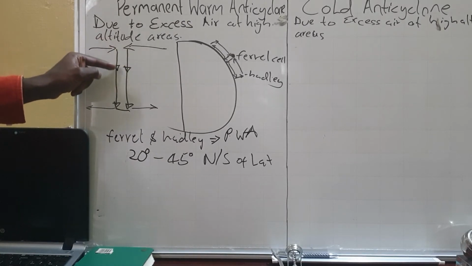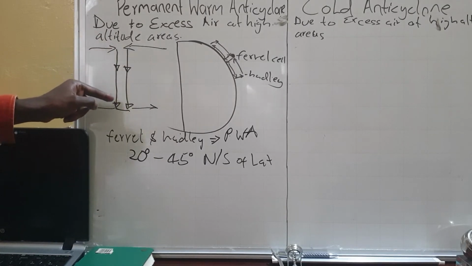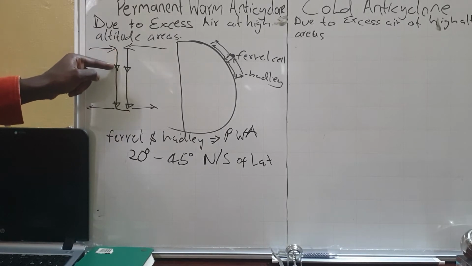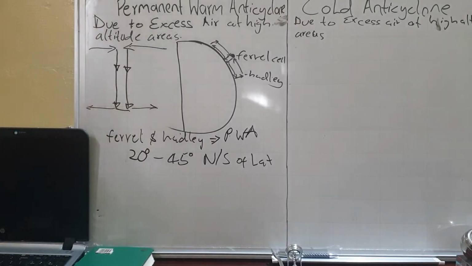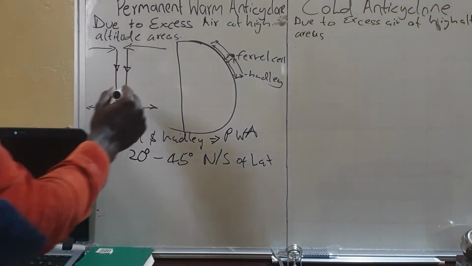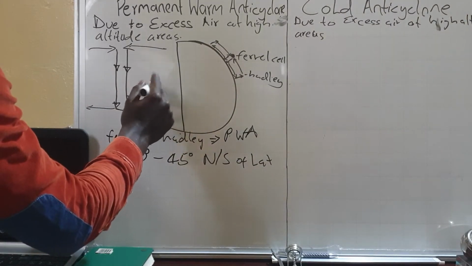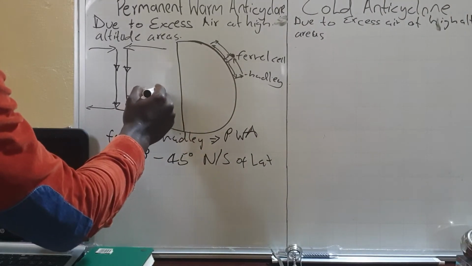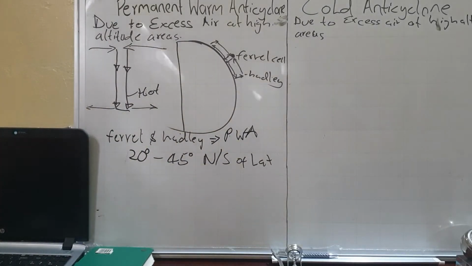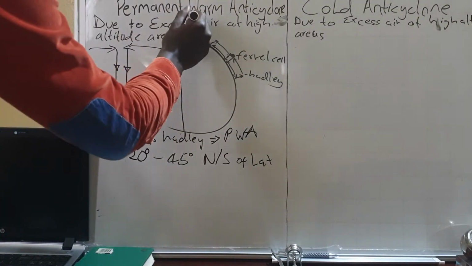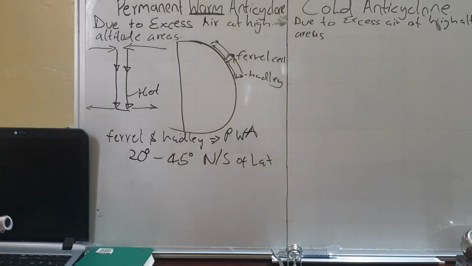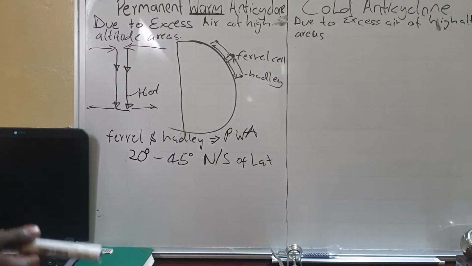As it descends, it comes maybe as cold air, and then reaching there, it gets hot. So here you have layers of hot air, and here you have cold. So as it descends, you get that, and the hotness is why we have this belt called the warm anticyclone.